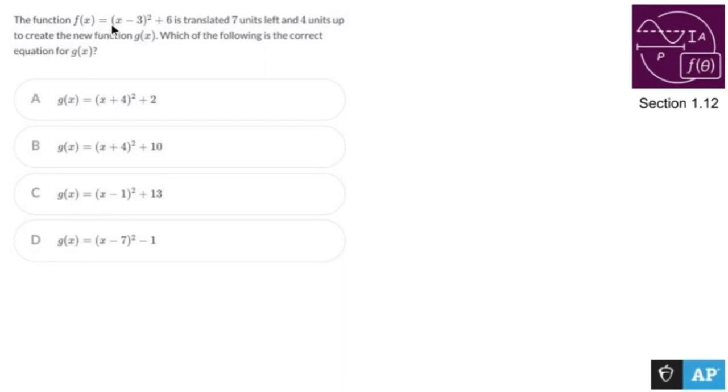The function f of x equals (x minus 3) squared plus 6, and it is translated 7 units left and 4 units up. Whenever you translate 7 units left, you go inside the parentheses where you see x, and even though it says left and you're thinking, oh, left is negative, you actually add 7 inside the parentheses. And when you go 4 up, you add outside the parentheses.